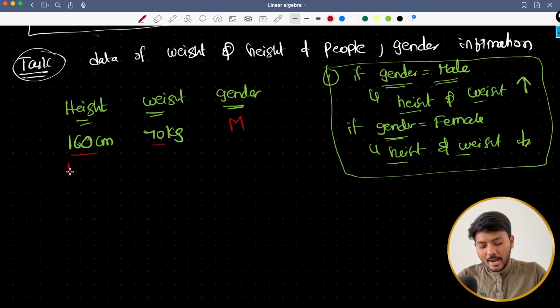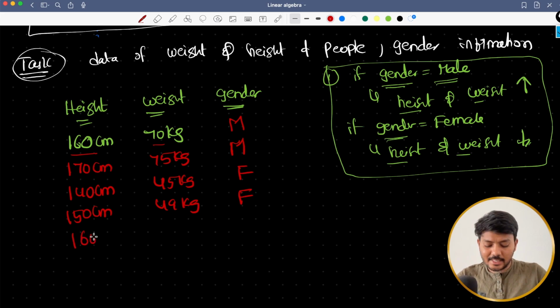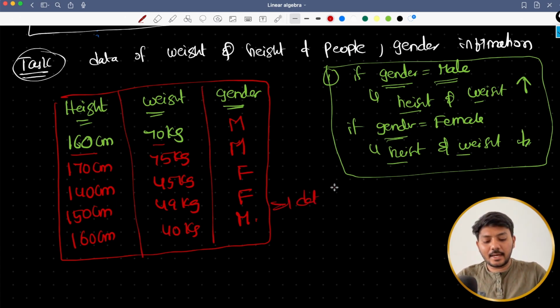And then I have height 170 centimeter and 75 kg, male, and then I have height 140 centimeter and weight 45 kg, female, and I might have 150 centimeter, 49 kg, female. I might have 160 centimeter, 40 kg, male as well. I might have some data point like this as well, right? So let's assume I have data like this, and this is the data that I saved or collected.